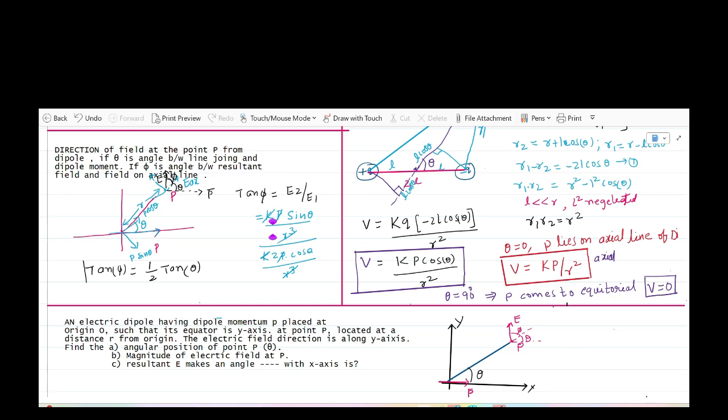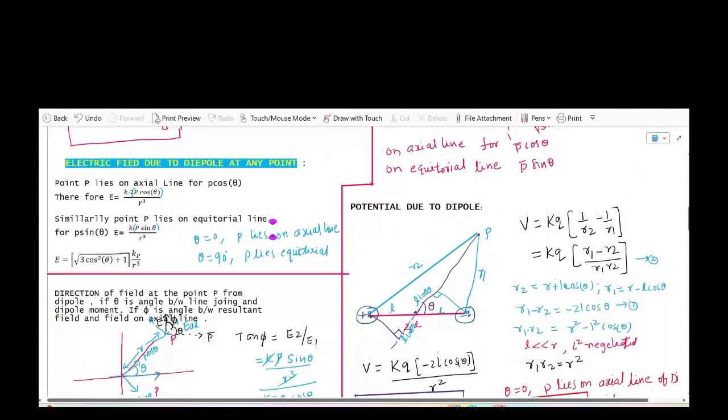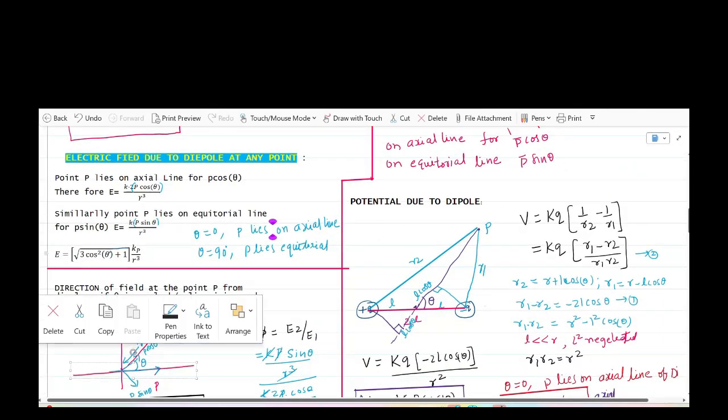So this is the direction of the electric field of a dipole at point P. The magnitude means root over 3 cos square theta plus 1 into Kp by R cube. Here I have already given the field at any point: root over 3 cos square theta plus 1 into Kp by R cube.